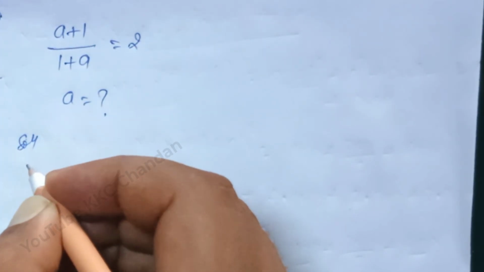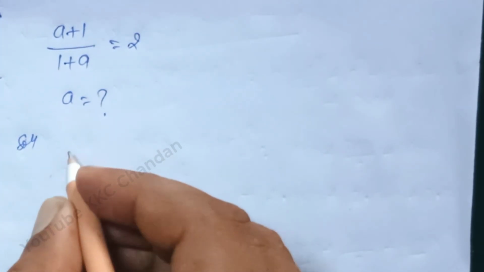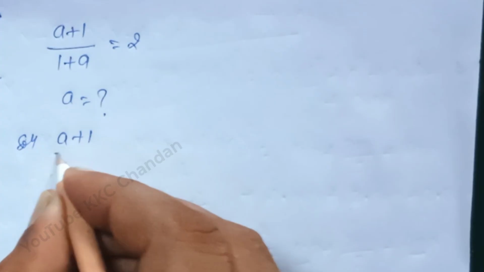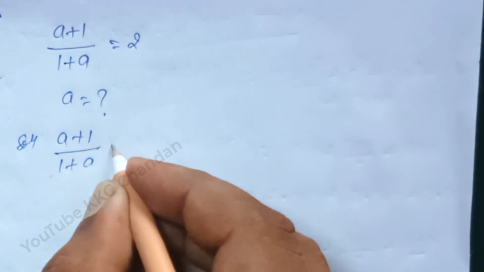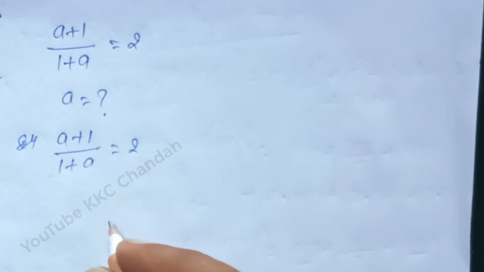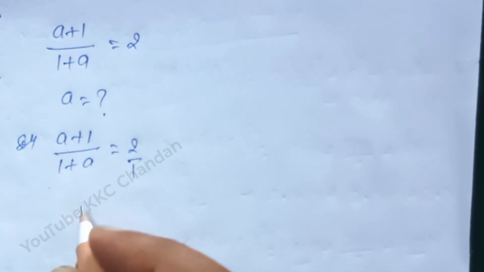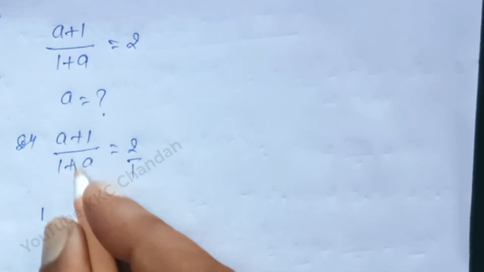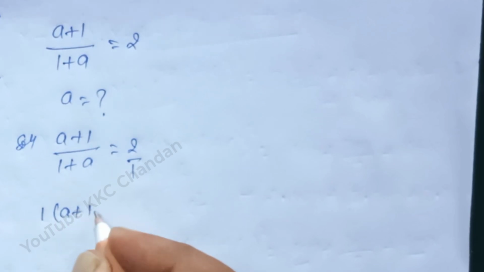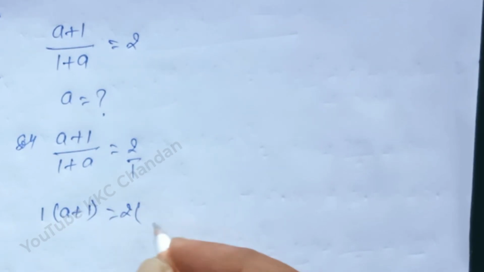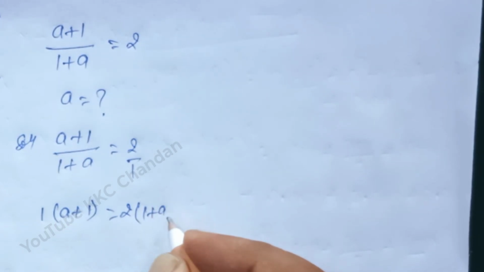First of all, see here. According to the question, (A plus 1) divided by (1 plus A) is equal to 2. After that, see here, this will be cross multiplication. 1 into bracket open A plus 1 bracket close is equal to 2 into bracket open 1 plus A bracket close.